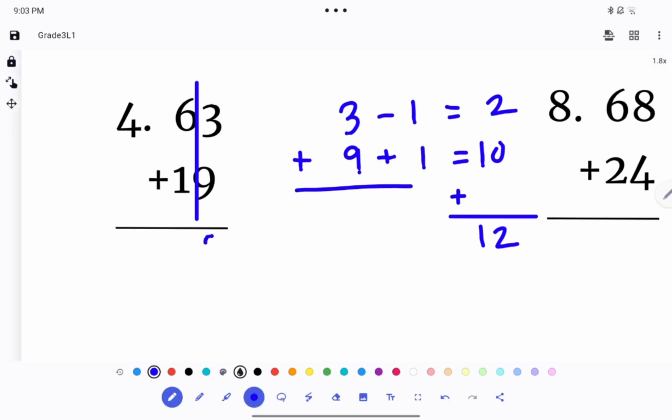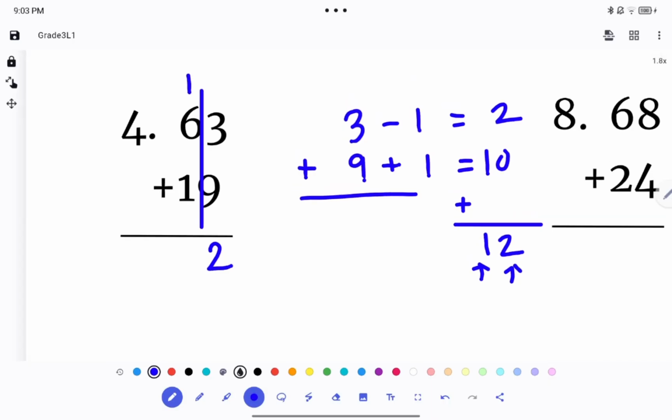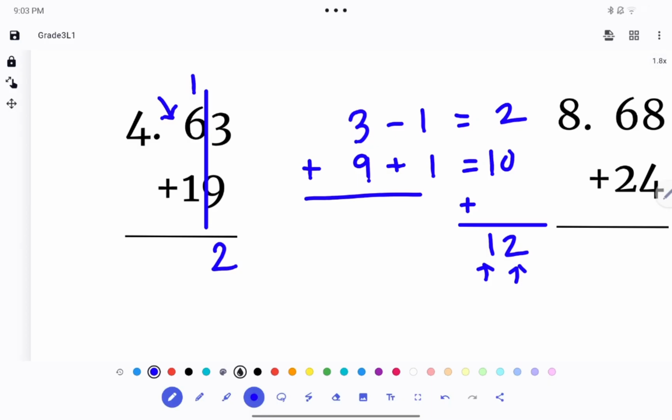So, we put a 2 in the ones column, and then we move this 10 over to the tens column, so we can add it with the rest of these other numbers like 6 and 1. So, 6 plus 1, that's just equal to 7. 7 plus 1, that's equal to 8. So we get 82, since we brought it over in the tens column.